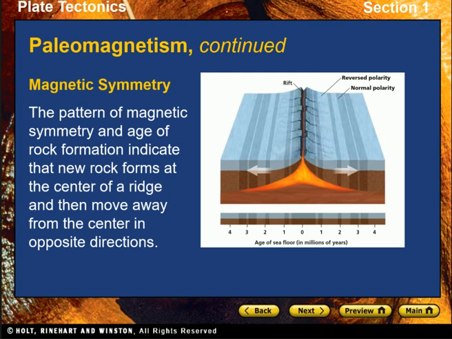The scientists found that the ages of the seafloor rocks were also symmetrical. The youngest rocks were at the center, and older rocks were further on either side of the ridge. The only place on the seafloor that new rock forms is at the rift in a mid-ocean ridge. Thus, the patterns indicate that new rock forms at the center of a ridge and then moves away from the center in opposite directions. Thus, the symmetry of magnetic patterns and the symmetry of ages of seafloor rocks supports Hess's idea of seafloor spreading.